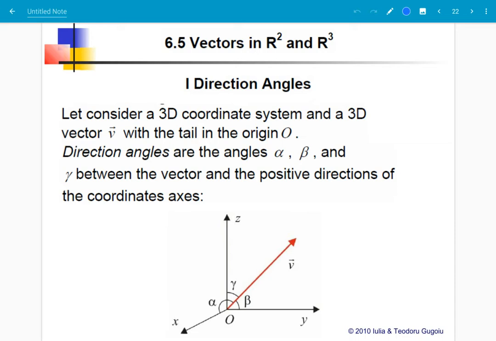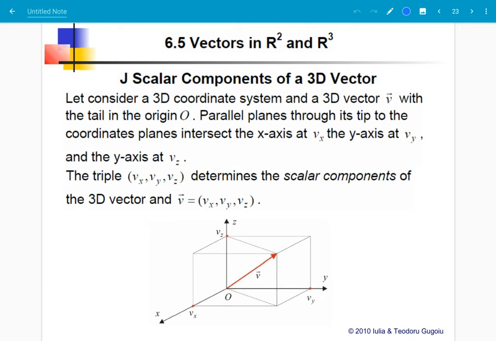Alpha is from the positive x-axis to the vector. Beta is from the positive y-axis to the vector. And gamma is from the positive z-axis to the vector. Direction angles. Scalar components, x, y, and z components. The components on the x-axis, y-axis, and z-axis are v sub x, v sub y, and v sub z. And in component form, you have an ordered triple giving the 3 components.